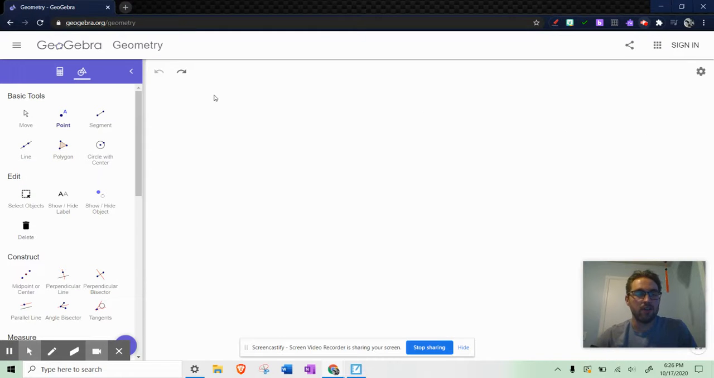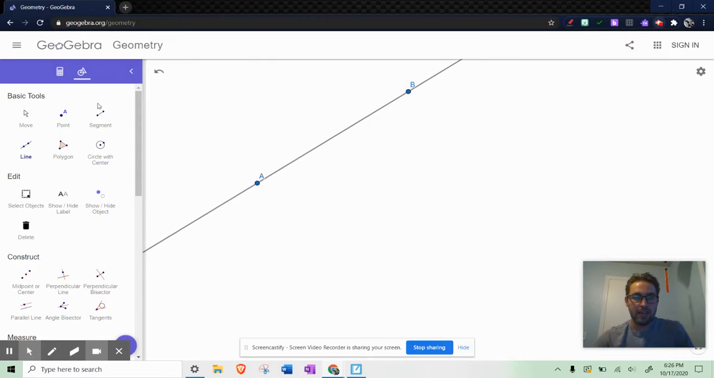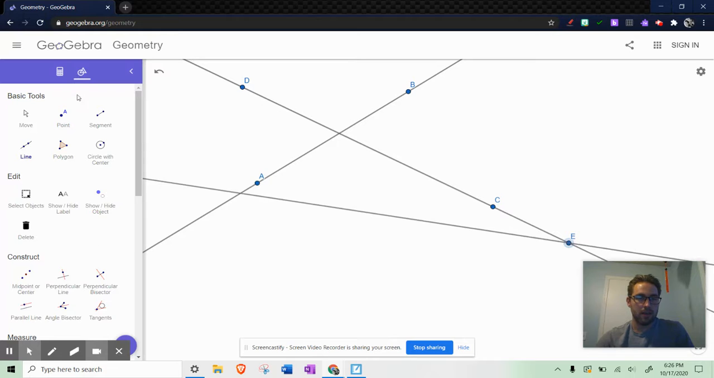Hey everyone, so we are going to create our situation of a line, and then we are going to have a point that is not on the line. And I'm going to use this in order to come up with the situations that we've been working with today. So the situations we have been working with are two parallel lines cut by a transversal.